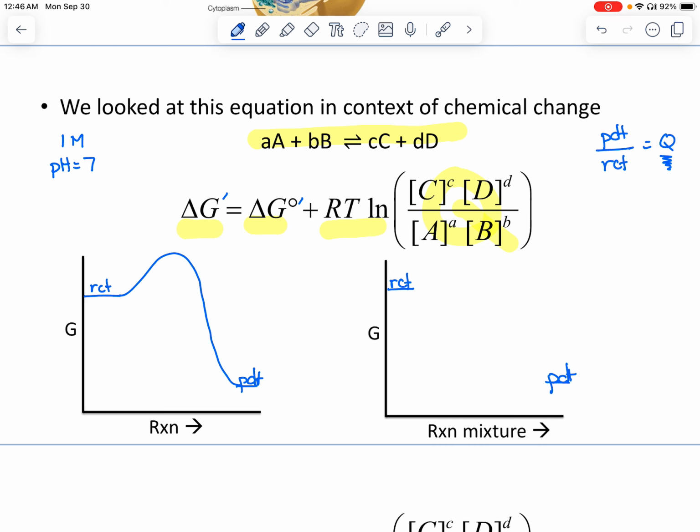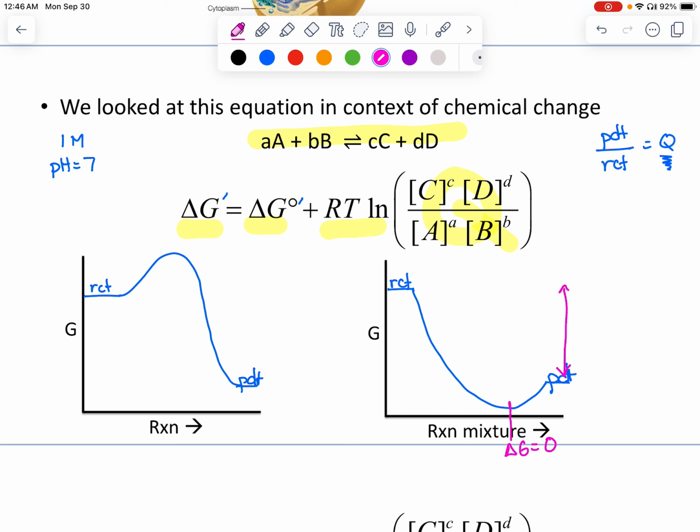But now we're thinking about the reaction mixture. At every point, we're not thinking about any one molecule, but about those infinitesimal changes in the reaction mixture. And so we see something like this, and we hit this minimum right here, which is where we're at equilibrium. At that point, delta G, not the standard Gibbs free energy change, equals 0. Remember, our standard Gibbs free energy change was all reactants to all products.